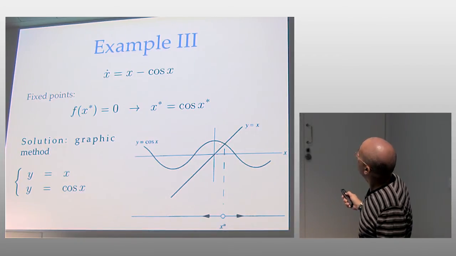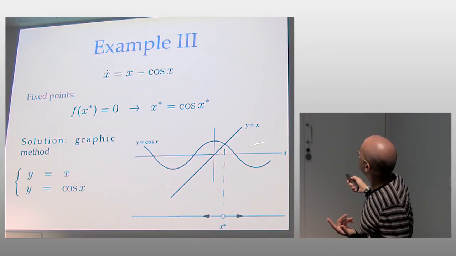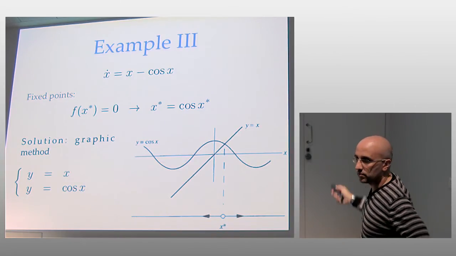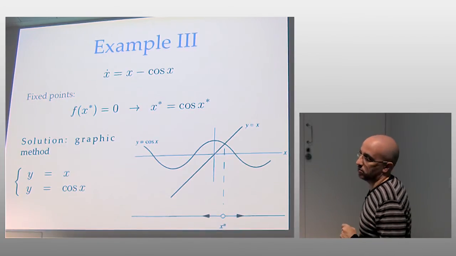So there is only one solution, because the two curves here cross at only one point. You see, the cosine is periodic, this is a straight line, they only cross here. So there is only one fixed point. What kind of fixed point is that? Is it stable or unstable?